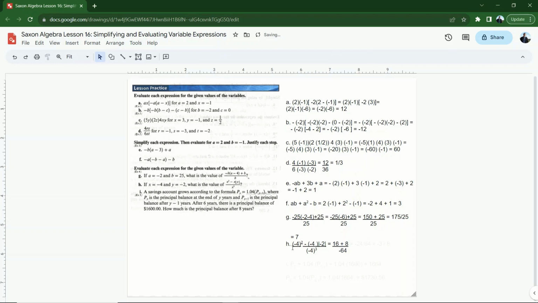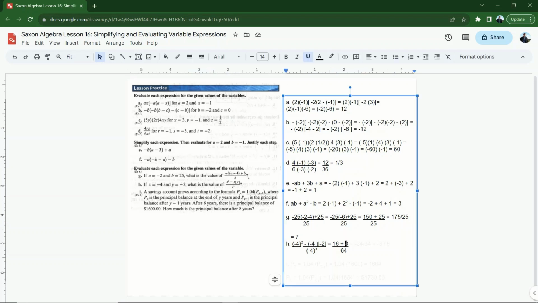So first what I'm going to do is the negative 4 squared. Negative 4 times negative 4 is positive 16. I'm going to make this a positive 2. And then I'm just going to observe I'm taking negative 4 times a positive 2. Negative 4 times positive 2 is negative 8.